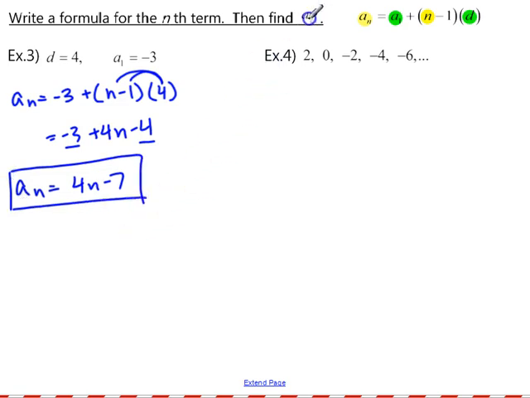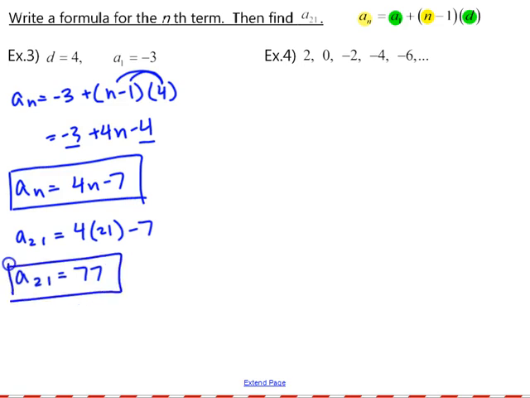Then part 2 asks us to find A sub 21. So we want to find what is the 21st term in this sequence. So we substitute 21 in for n from our formula in part 1, and then you will find that A sub 21 is equal to 77. I want you to try example 4 and check back with me when you're finished. You might have to do a little extra work because you're not given the common difference in A sub 1, but I think you'll be able to find it on your own.